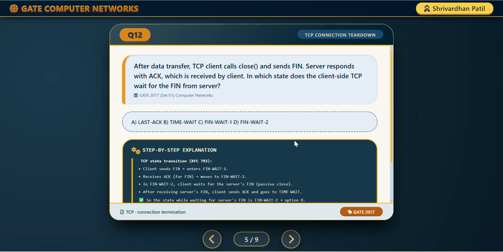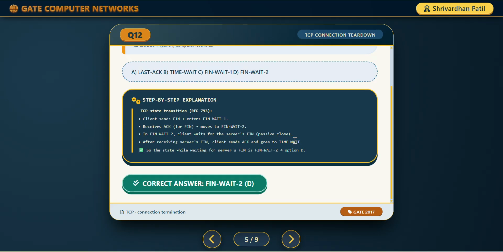Now in this question, we have to state in which state the client waits for the server FIN. TCP termination works in the following steps. First the client sends FIN and enters FIN_WAIT_1, receives ACK and moves to FIN_WAIT_2, and then waits for the server FIN in this state. By analyzing this and seeing the options, we can predict that the answer would be FIN_WAIT_2, which is option D. Next question.